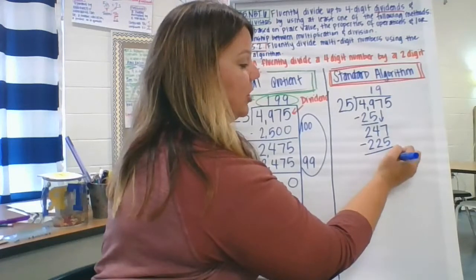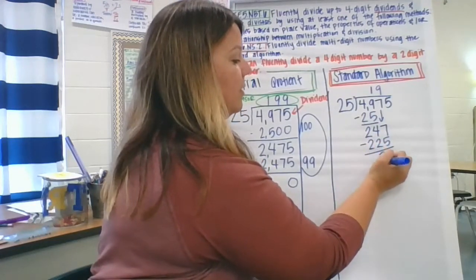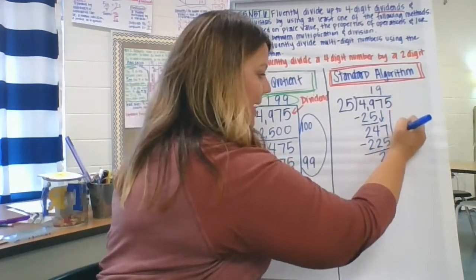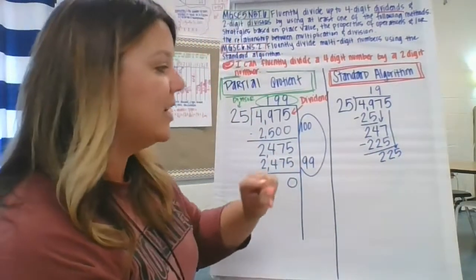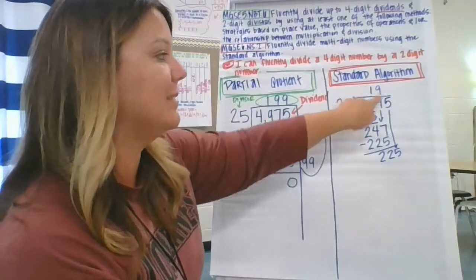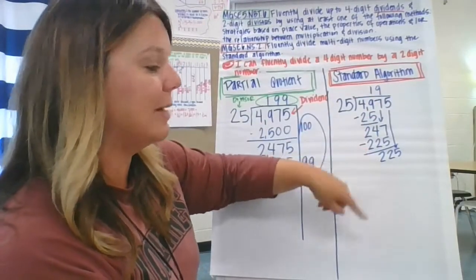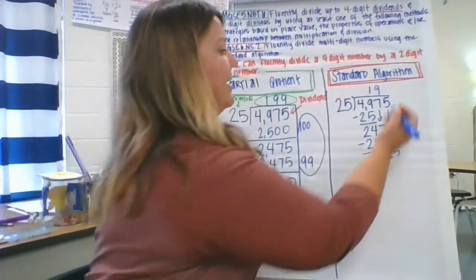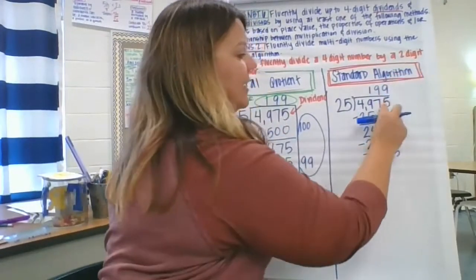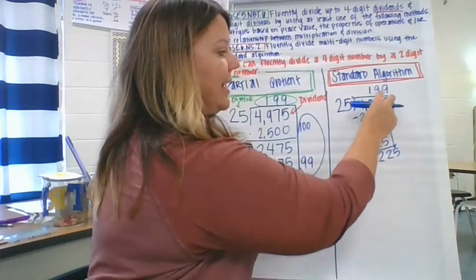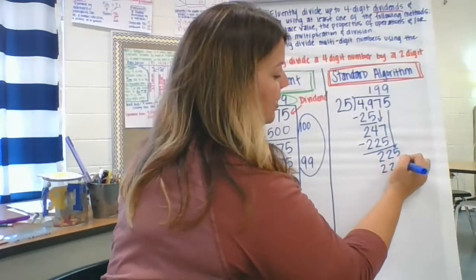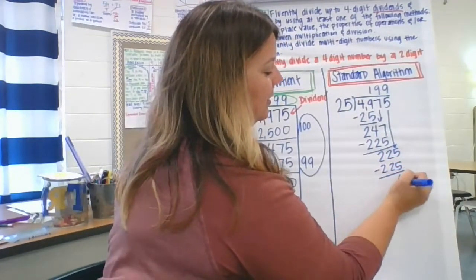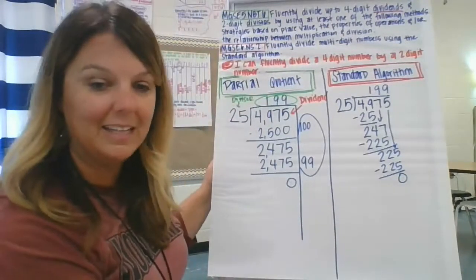7 minus 5 is 2. 4 minus 2 is 2. And I'm going to bring down my last digit, which happens to be a 5. Well, I just figured out that 25 times 9 is 225. So I'm just going to do that again. I'm going to put the 9 over the 5 because that's the digit that I'm dealing with. 9 times 25 is 225. So I'm going to subtract, and I have nothing left over.